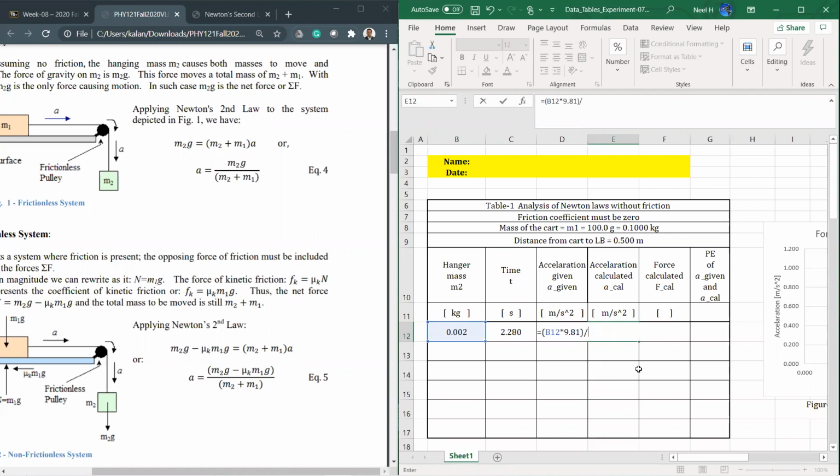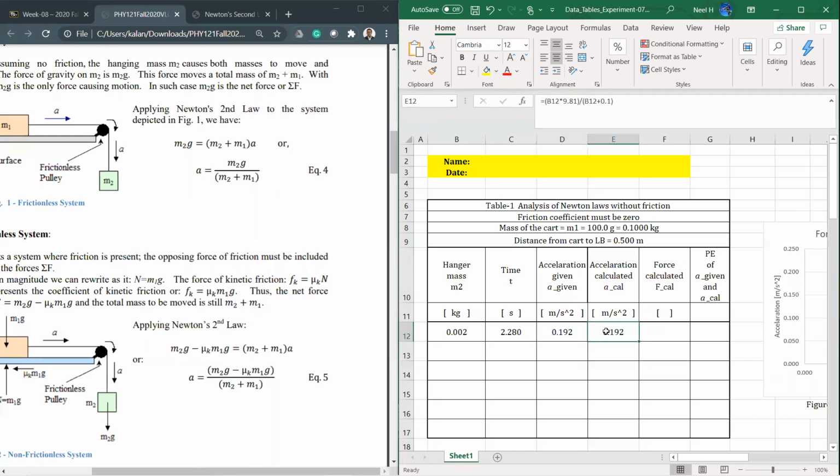Parentheses, divide by open parentheses, m2, which is again the hanger mass, B number 12, plus m1, which is going to be fixed. It's not going to be changing at all. That is about 0.100 kilogram. Okay, 0.1 kilogram. Close brackets, hit enter. If my calculation is correct, then you should get the exact number as your given acceleration by the simulator. You can see the numbers are extremely close, extremely the same.